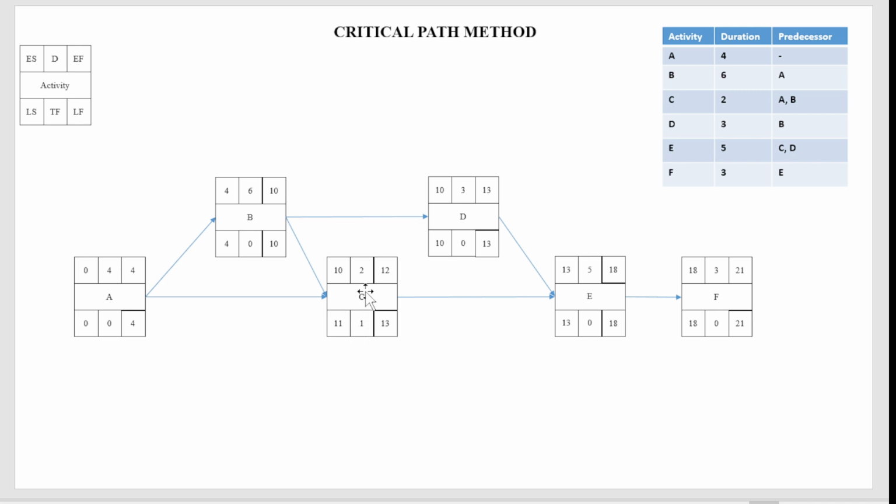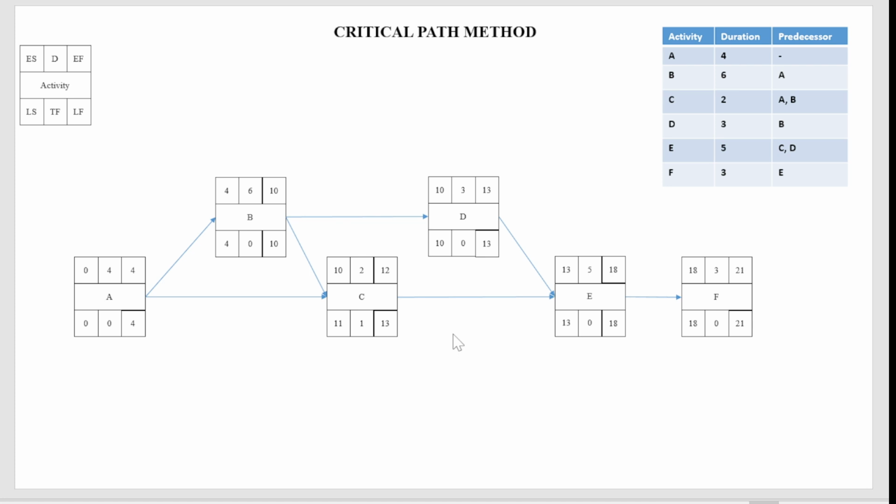C has a total float of 1, which means you can delay this activity by 1 day and your project is not going to be affected. Okay, this is very important while you are doing any sort of project. You need to understand whether your activity is on the critical path or not.